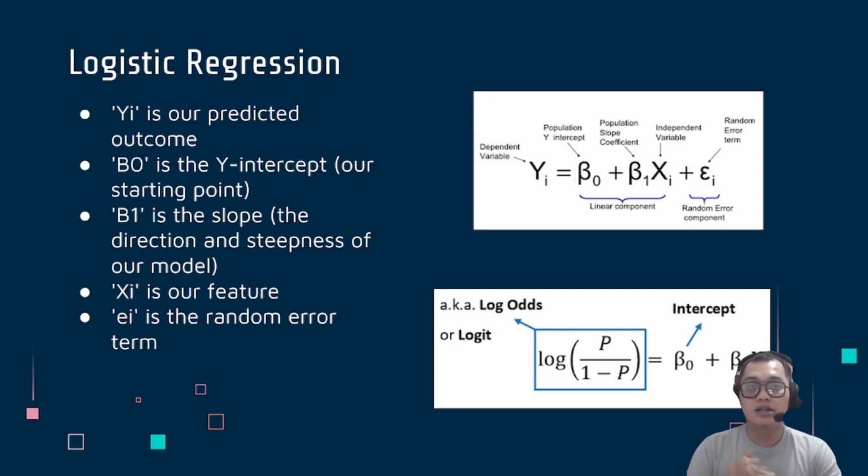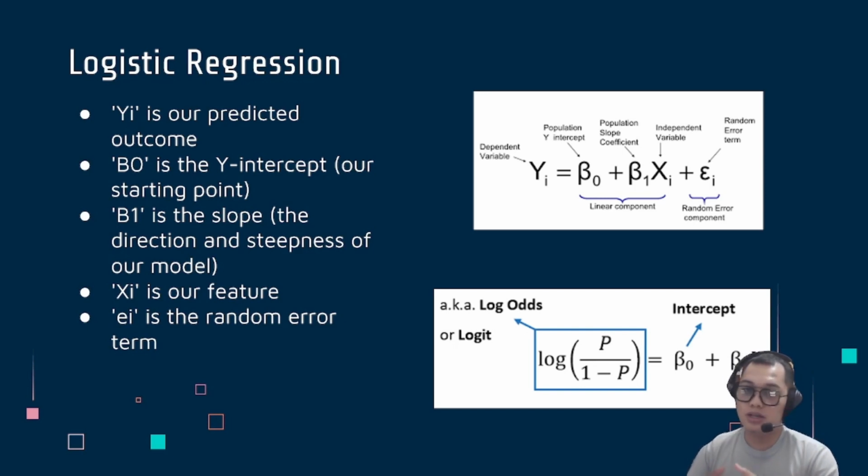Actually, the Y is the probability that we can get from the formula of the logistic regression. B0 is the y-intercept. This is where our starting point is, and B1 is the slope, the direction and steepness of our models. And X1 is our features. So we'll get a lot of X1, by the way. It depends on how many features we use in the models. And E is the random error term.